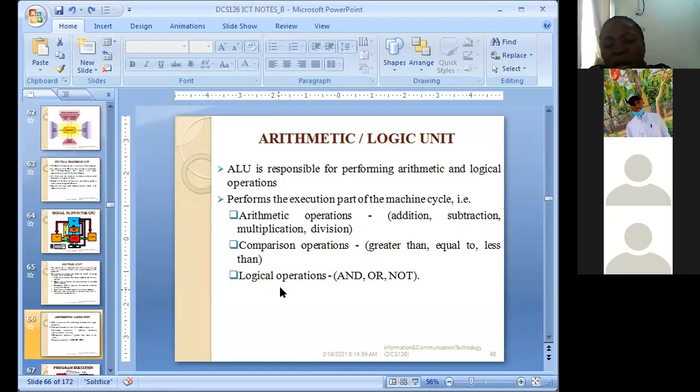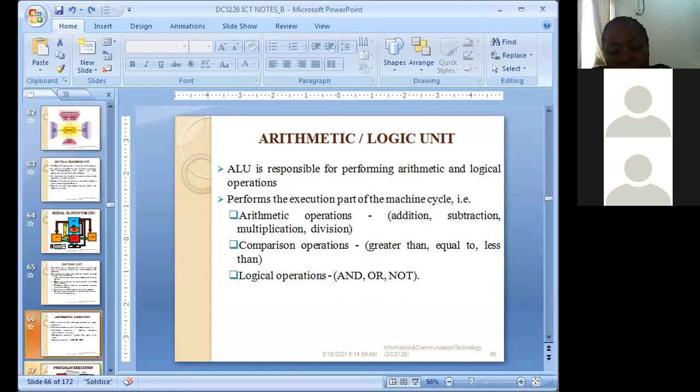Okay, now the other operation is logical. These ones are purely logical operations. They are logical operations that use pure logic. You have and, or, not. You may not understand this at this level, but there is a course you do later where you have these logical operations explained in detail. But for now, just know them as they are.